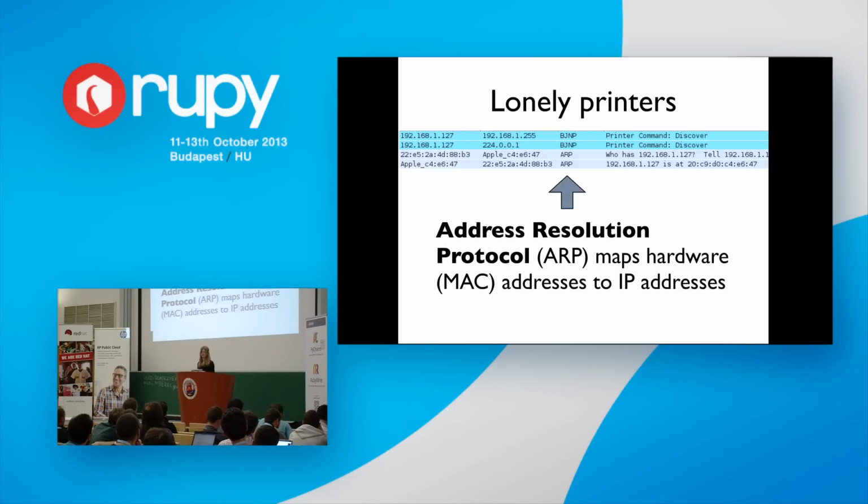So the setup for this is, if you remember our lonely printers from a couple of slides ago, there's a protocol here that we haven't talked about before. And that protocol is ARP. This is the Address Resolution Protocol. ARP's whole deal is that it maps hardware addresses to IP addresses.